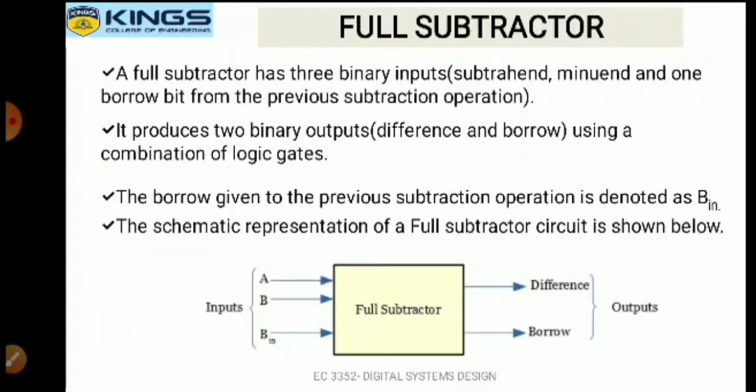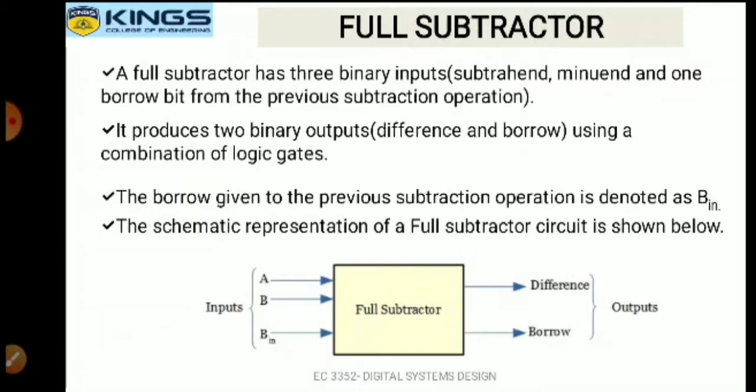The next one is full subtractor. A full subtractor has 3 binary inputs: subtrahend, minuend, and one borrow bit from the previous subtraction operation. Altogether it has 3 inputs and 2 binary outputs, difference and borrow. This is the schematic representation of the full subtractor circuit.